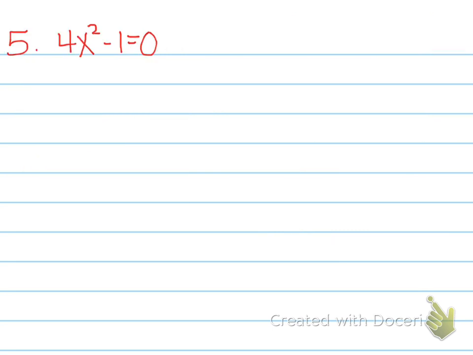Number 5 is the difference of two squares. We have a 4 in front of our x squared, but that's okay because that's also a perfect square. So the square root of 4x squared is 2x. Square root of 1 is 1. So we have 2x plus 1, and we have 2x minus 1. And if I set each of those equal to 0 and solve, I would have x is equal to negative 1/2 and positive 1/2.